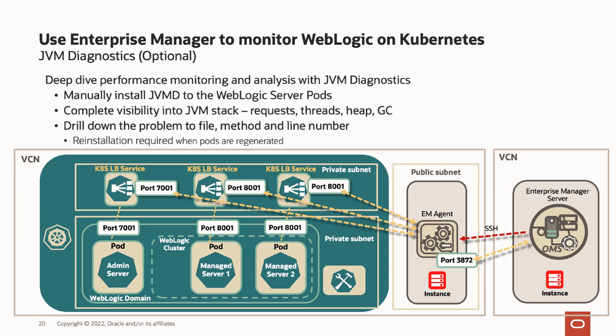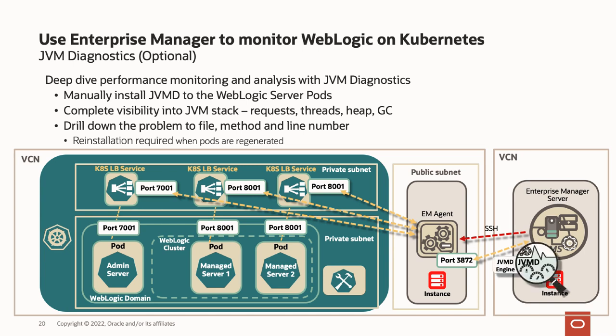Using JVMD, you can find problems like the slowest request or the slowest method, which one is waiting for I/O or database calls, or which ones are using a lot of resources. So it has complete visibility into the JVM stack, where you can drill down the performance issues to the method or even the line number in the Java.